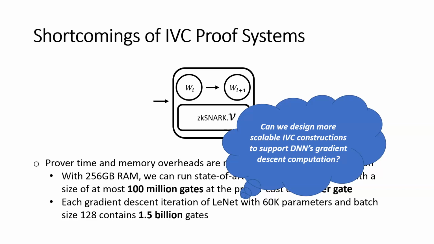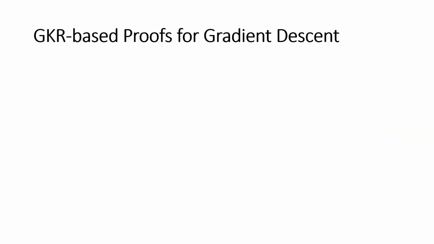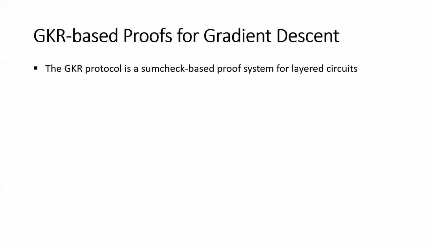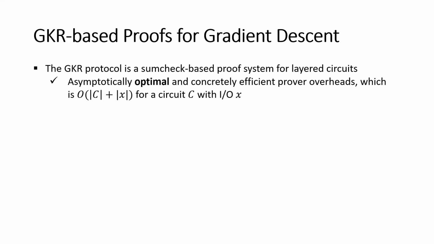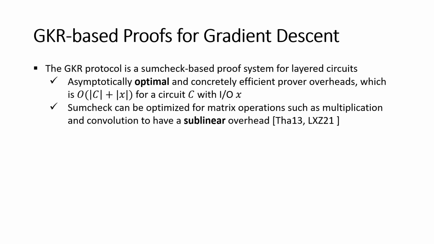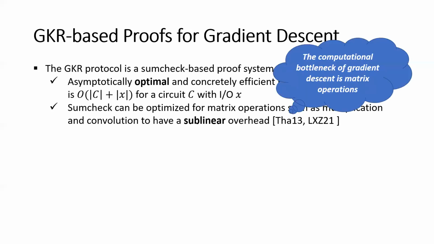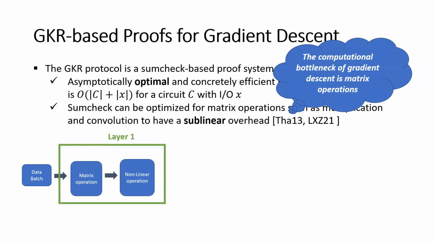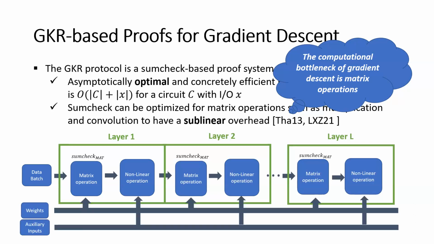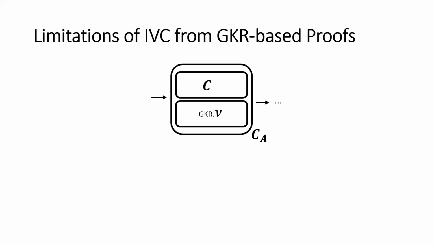First, designing a proof system for gradient descent computation, and then making the SNARK verifier succinct to reduce the recursion overhead. For the first part, we design a proof system for gradient descent based on the GKR protocol, because the GKR protocol has asymptotically optimal prover overhead, which is linear in the size of the circuit and the size of the I/O, and concretely very efficient. And the main point is that the sumcheck protocol that is used in the GKR protocol can be optimized for matrix operations such as convolution and matrix multiplication to have sublinear overhead, which is the main bottleneck of the gradient descent computation. I skip these details.